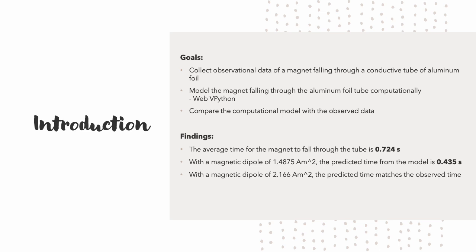The goal of this lab report is to collect observational data of a magnet falling through a conductive tube of aluminium foil that we were provided in the lab, and then model that magnet falling through the aluminium foil in WebVPython, and then compare the computational model with the observed data. You can see the findings on the screen.